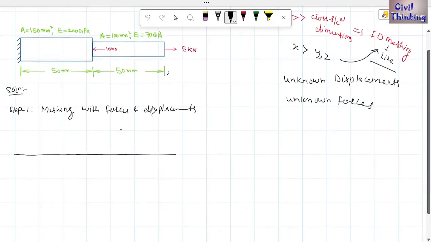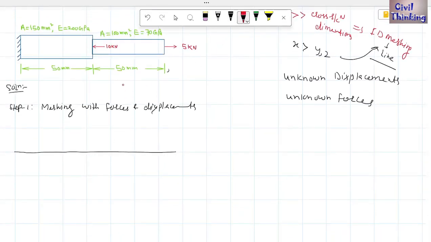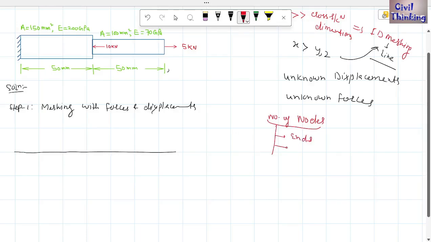Then we have to draw the nodes, and for the nodes we have thumb rules. When you have to decide the number of nodes, you have to remember three points. You have to draw the nodes at the ends. You have to draw nodes when there is a change in cross section area.